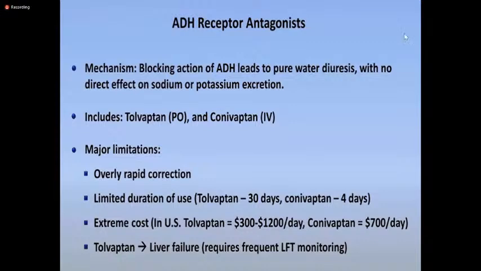So the other role is the role of ADH receptor antagonists. This basically acts by blocking the action of antidiuretic hormone, and this leads to loss of water without any interference with sodium or potassium. Examples of this: you can give the patient tolvaptan or conivaptan. However, these drugs are quite expensive and not readily available, so most of the times you don't end up using them.